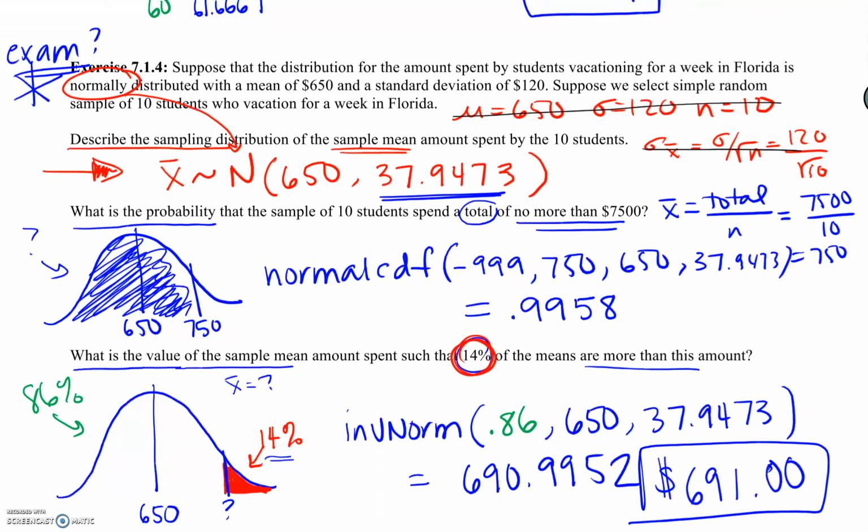So again, one of each type. Probably describe the distribution, find a probability, and inverse norm. That's what you can expect to see on the exam.